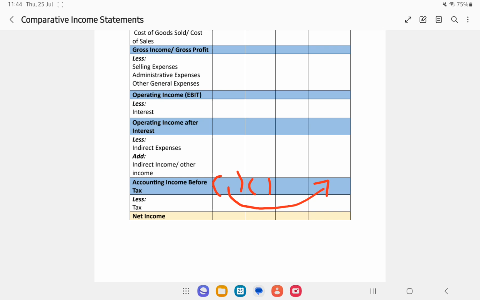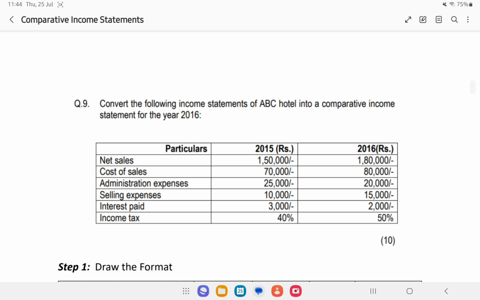Most of you may not have seen how the income tax is deducted. Leave it. We will see the question and we will get a better idea there. Okay, now we can move on to the question. Here is a question for you. Convert the following income statements. See, income statement. That means they have given the income statements of 2050 and 2060 together, of ABC Hotel, into a comparative income statement. They have given the income statement. We have to make it into a comparative income statement.